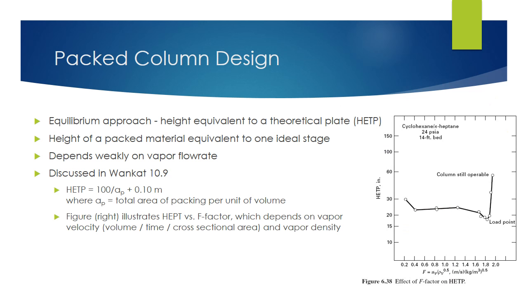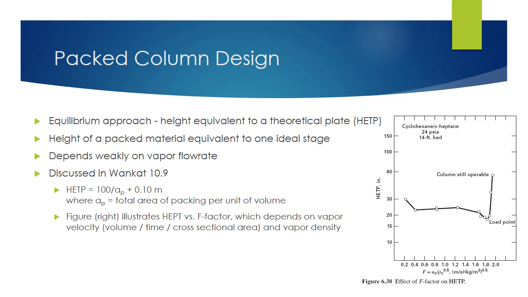So there are two ways to design packed columns. One is based on what we already know how to do, so I'll start with that. It's called the height equivalent to a theoretical plate, and it's based on assuming that we can do the design as if we reach equilibrium on every stage. So we can do this for distillation, we can do it for stripping, and we can do it for absorption. And the idea is that we define a height equivalent to a theoretical plate. This is the height of a specific type of packing that is required in order to do the separation that would be done on a single tray.